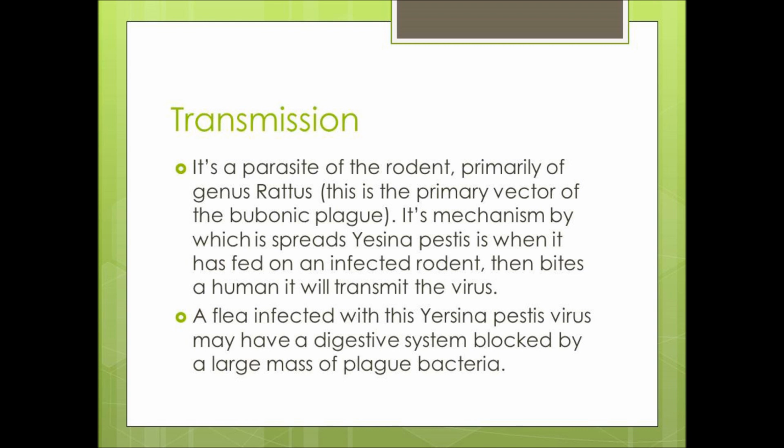Its mechanism by which it spreads Yersinia pestis is when it feeds on infected rodents, then bites humans, it will transmit the bacteria. The flea infected with Yersinia pestis may have a digestive system blocked by a large mass of plague bacteria. When blocked, the flea bites a host. It often regurgitates plague-infected blood back into the wound. Fleas that aren't prone to blockage, like the human flea, may still transmit the plague by carrying bacteria on their mouth parts.